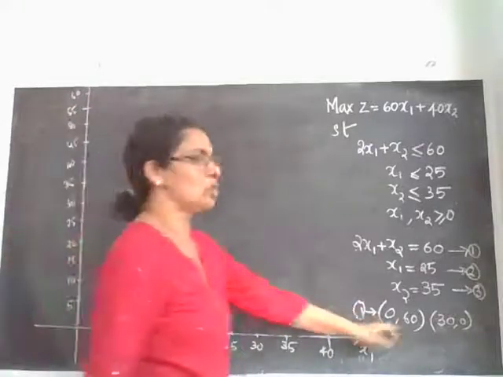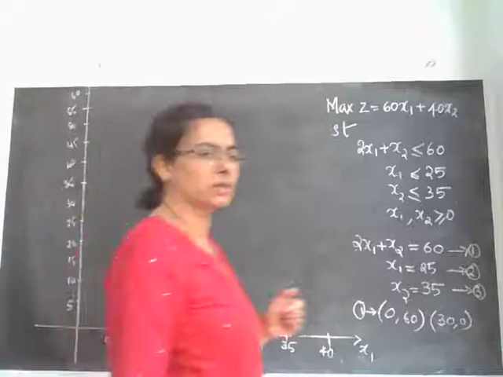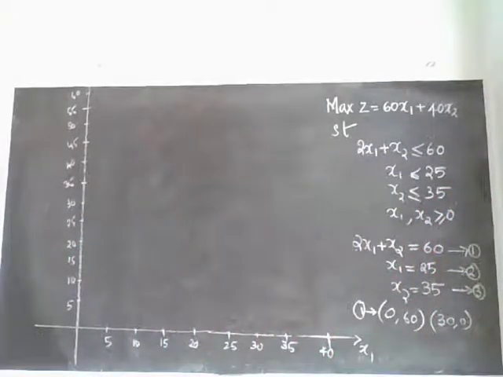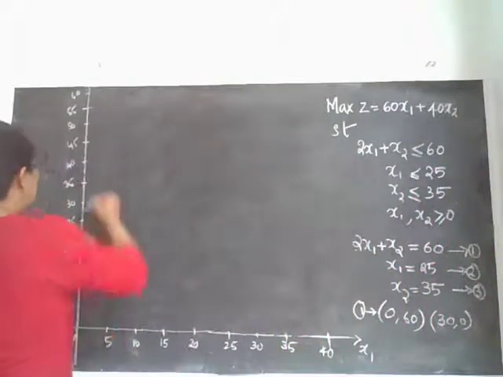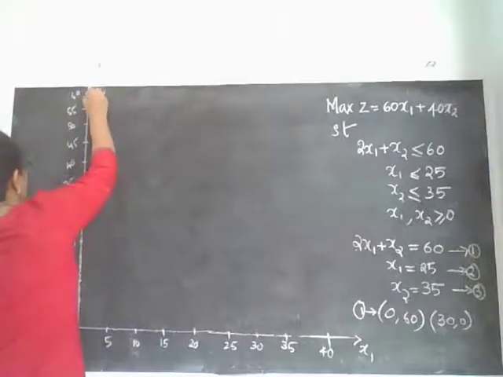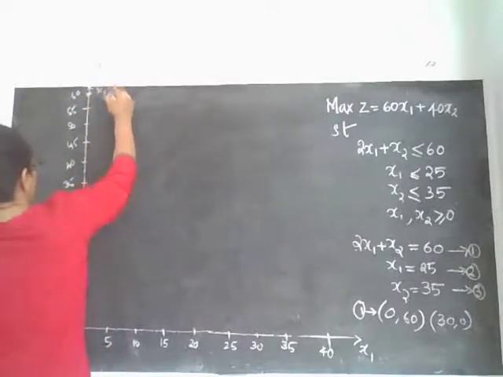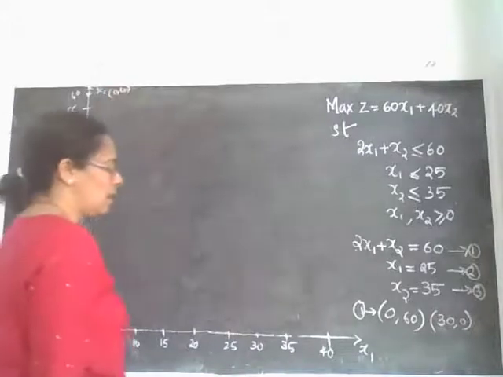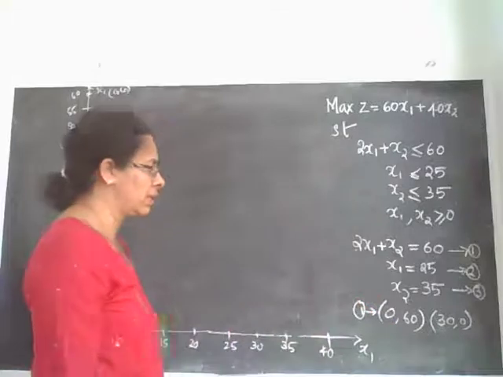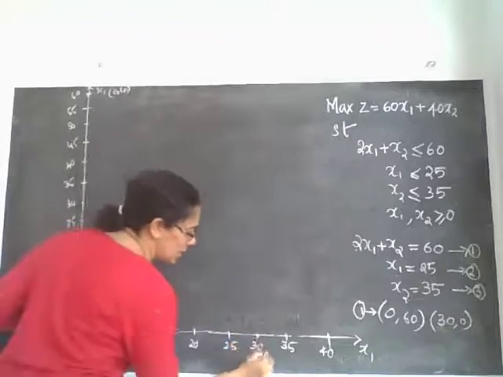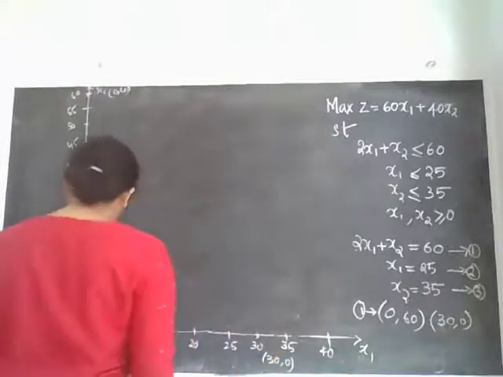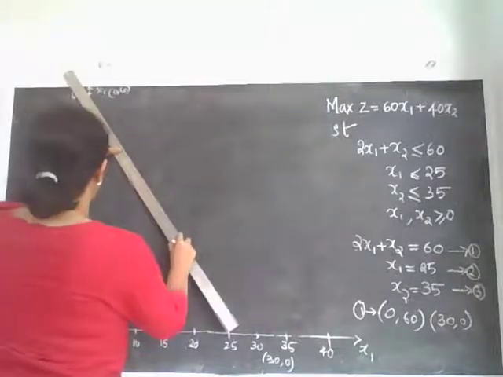Now we take the first point, 0 and 60, and plot the first line. 0 and 60 means 0 on the x1 axis and 60 on the x2 axis. Now we have 30 and 0: 30 on the x1 axis and 0 on the x2 axis. Now we connect these two points.